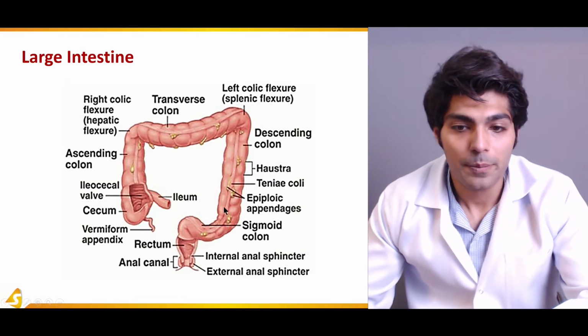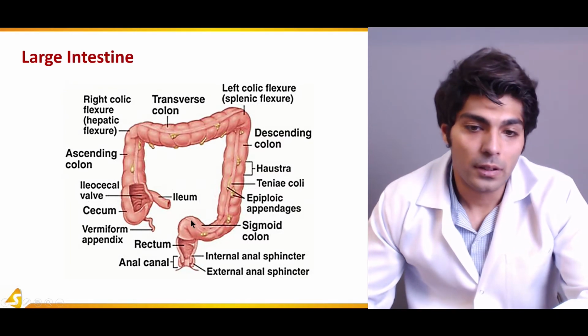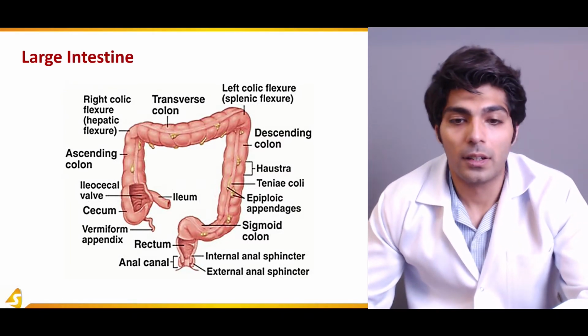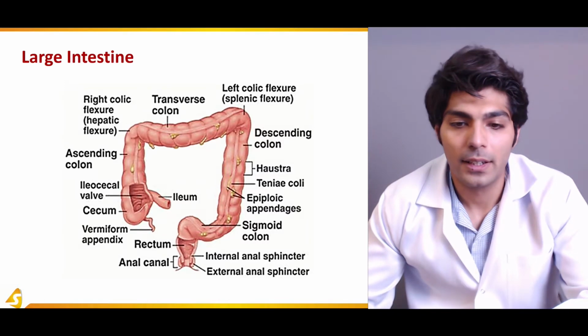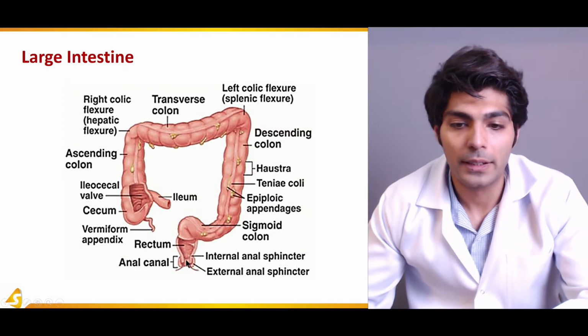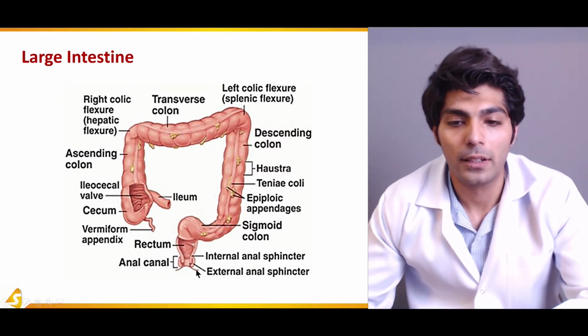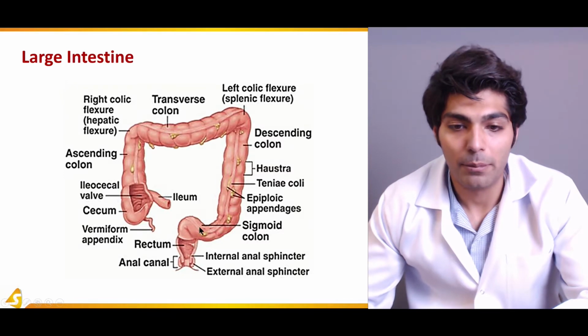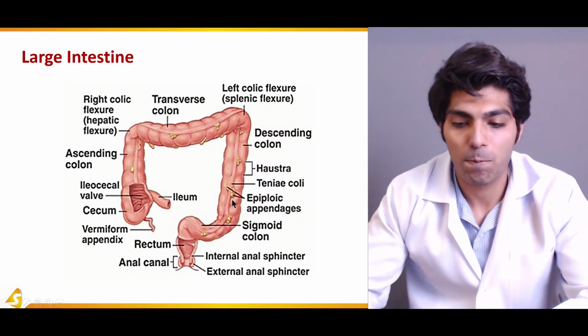Then we have the sigmoid colon, from where the fecal matter makes its final exit through the internal anal sphincter, which gets relaxed, and released by the relaxation of the external anal sphincter, and enters into the anal canal.